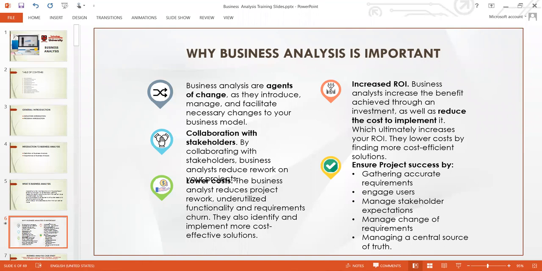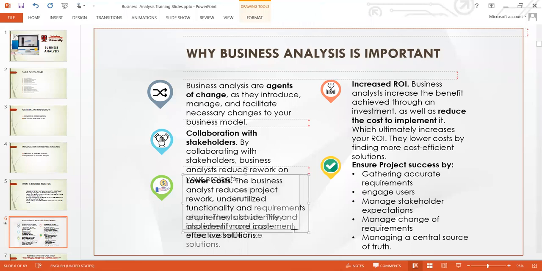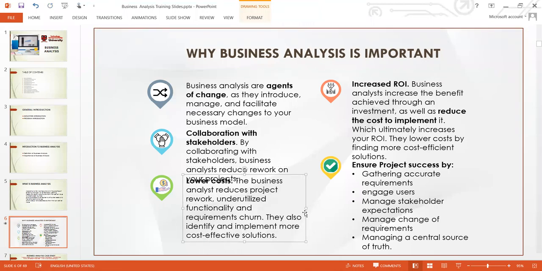They collaborate with stakeholders. It's very key because it's the stakeholders that you are working for. So collaboration with stakeholders is very, very important as a business analyst. If you don't have a good relationship with stakeholders, then it's going to be difficult as a business analyst. So stakeholder management continues. It's not a one-off thing. You continue to work with your stakeholders.